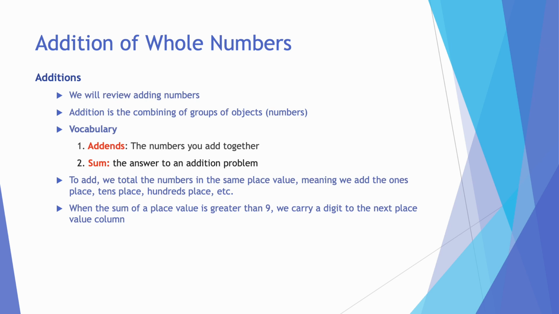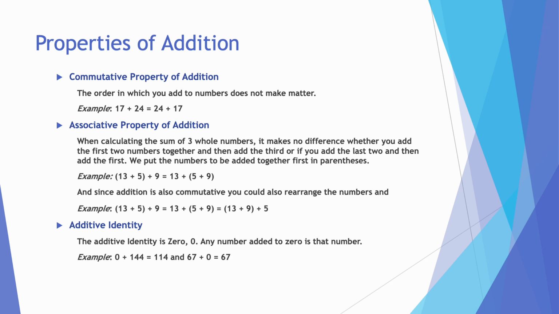To add, we total the numbers in the same place value, meaning we add the ones place, the tens place, the hundreds place, etc. When the sum of a place value is greater than 9, we carry a digit to the next place value column. So by this point, you all should be able to add columns of numbers together. Next, we'll look at the properties of addition.